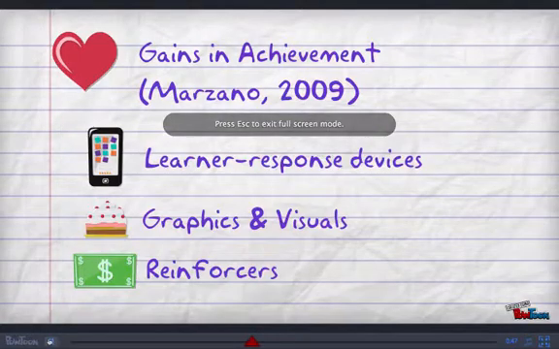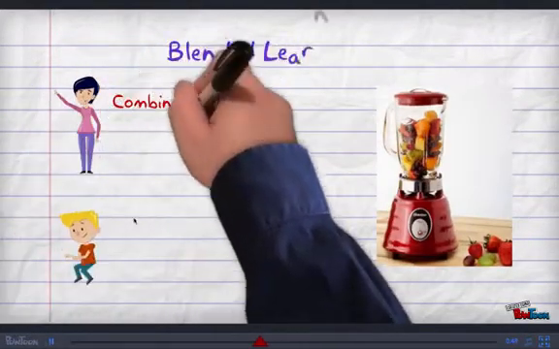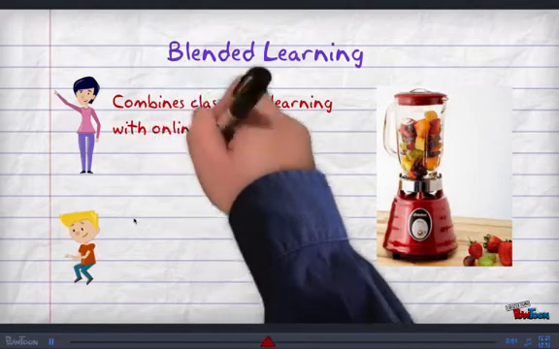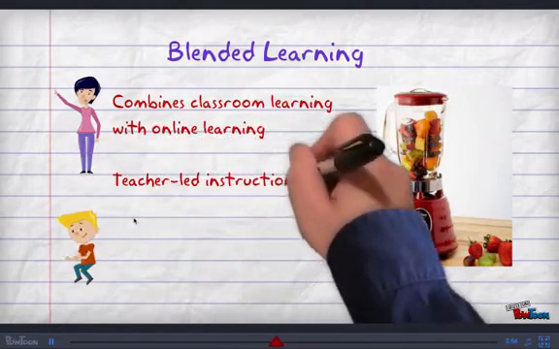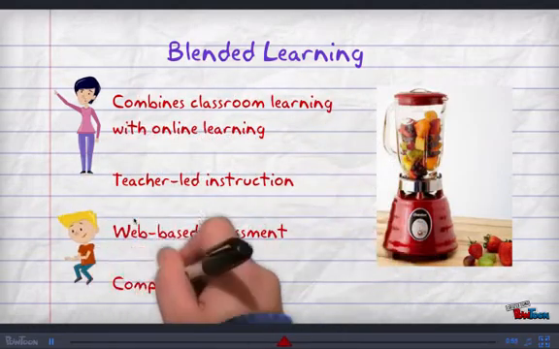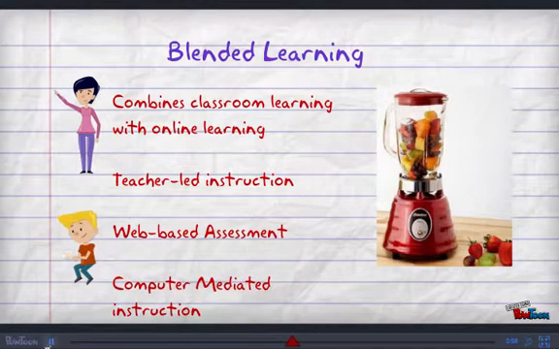Another strategy that's commonly used is blended learning. This approach to instruction combines classroom learning with online learning. So what does that mean? You have your teacher-led instruction, then you might have a web-based assessment, as well as computer-mediated instruction, all combined in the classroom. There isn't a specific combination in terms of how much of this or that. It's pretty much to your own discretion.